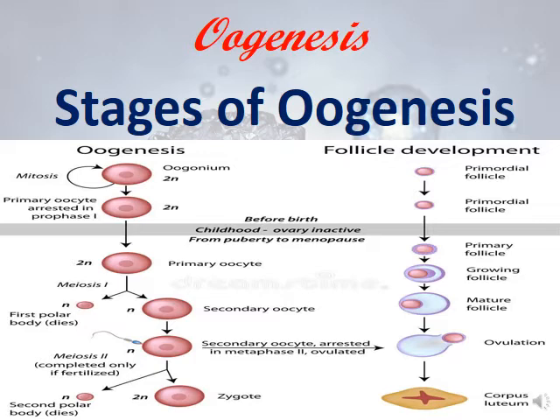This process also shows the follicular development, which is called folliculogenesis, so the development of the follicles. First we have the primordial follicle, then the primary growing follicle, then the mature Graafian follicle, then the rupture, and we have the corpus luteum. We're going to talk about this in detail.